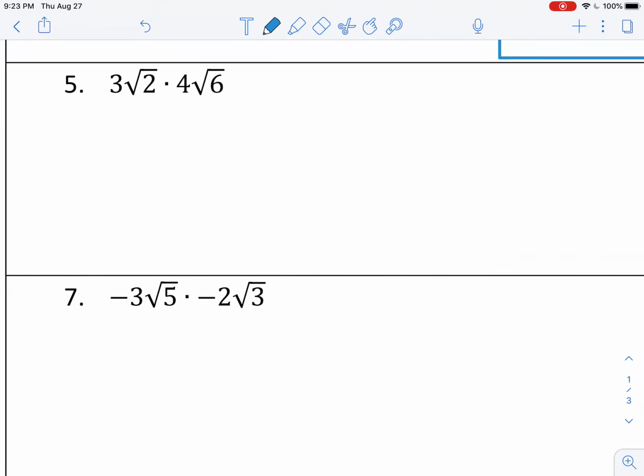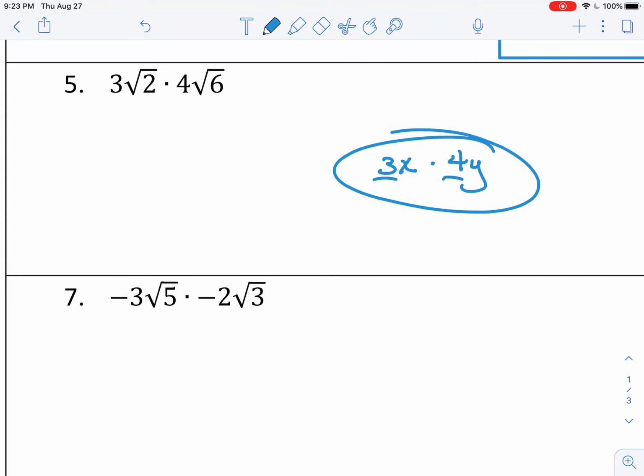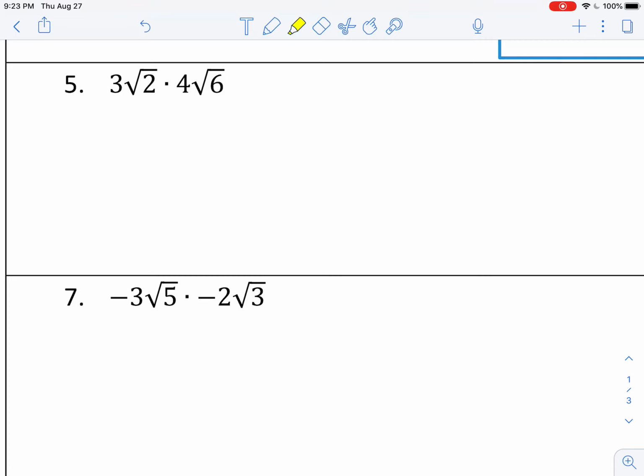So when you look at number 5, 3 root 2 times 4 root 6, this should put in your mind something like in your algebra days, 3x times 4y. Because the 3 and the 4 here are coefficients. They're things in front. So just like in a problem like this, you would multiply those coefficients. We're going to do the same thing on this problem. So I'm going to rearrange it here. I'm going to multiply my coefficients. And I'm going to do the same thing for the things in the radicals. I'm going to multiply my 2 and my 6. Now, you don't have to write this step, but I wanted to explain where I'm getting 12 root 12.